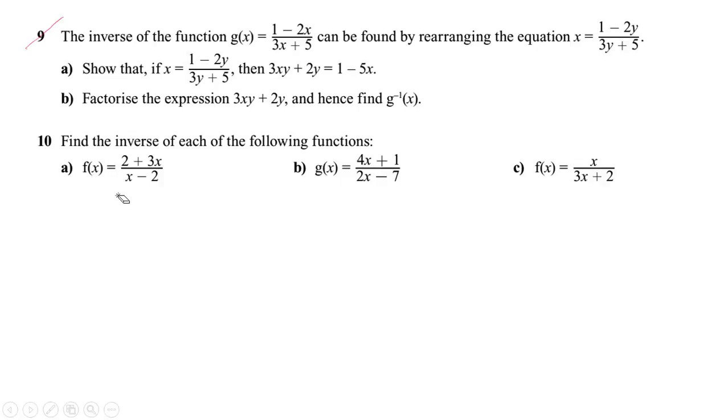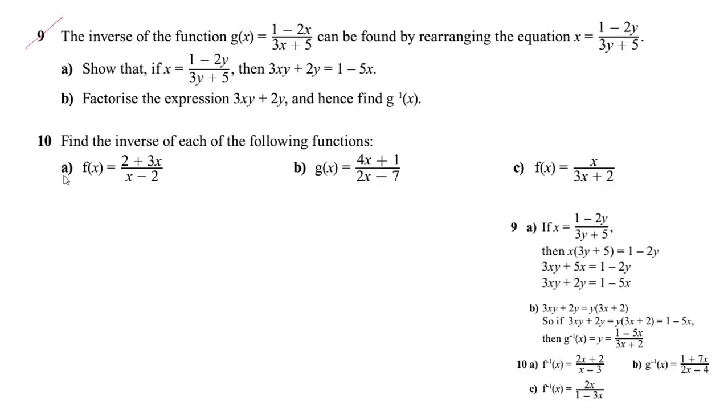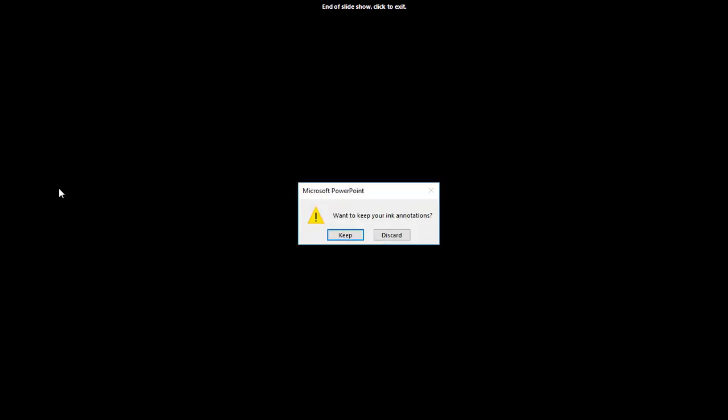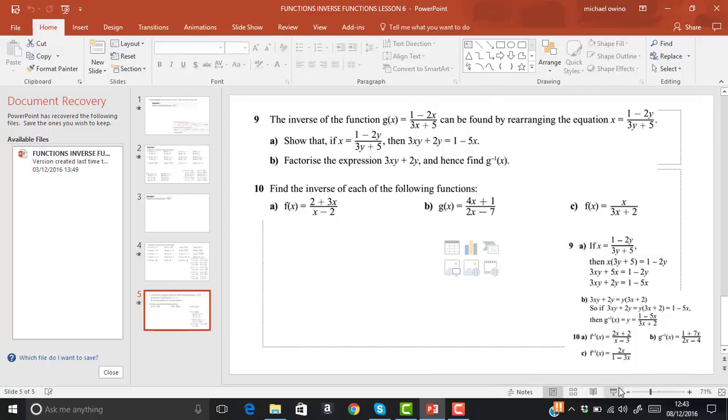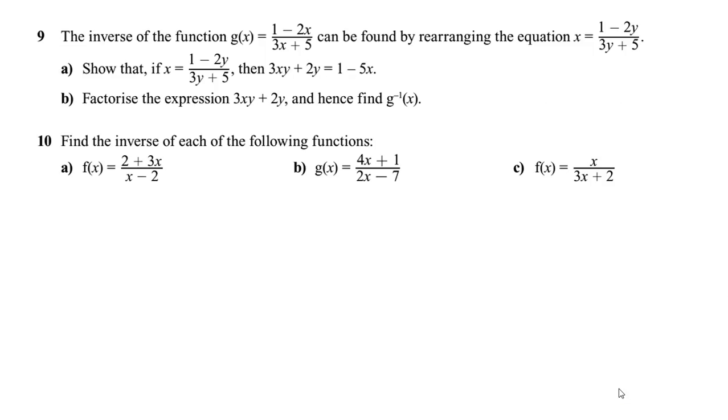Right, so what we are saying is that x equals 1 minus 2y over 3y plus 5. That's the starting point.